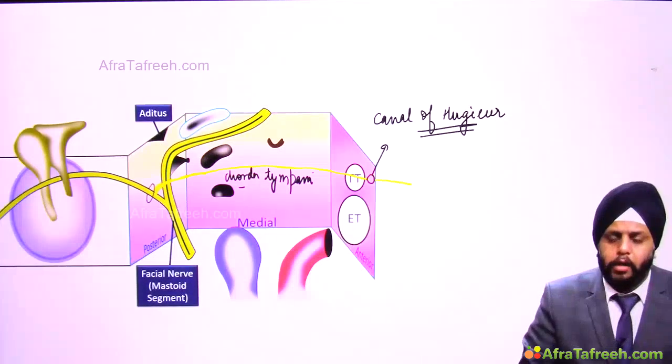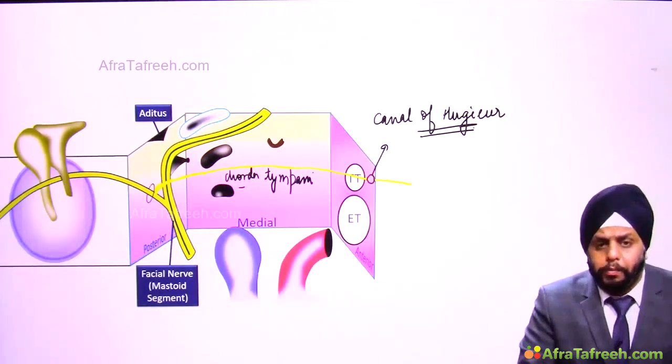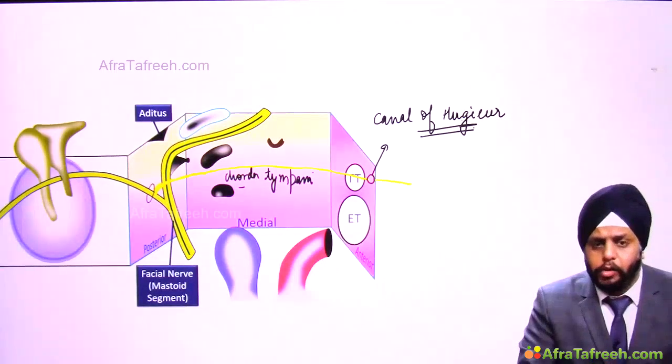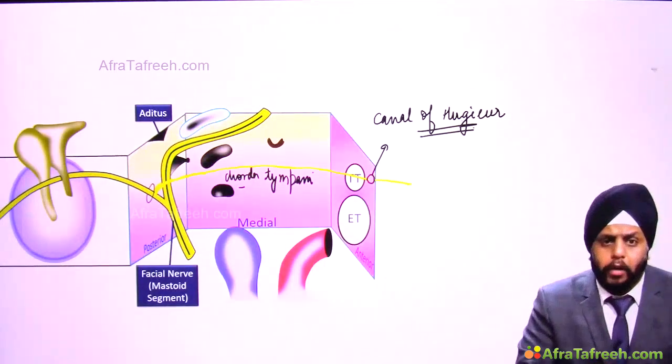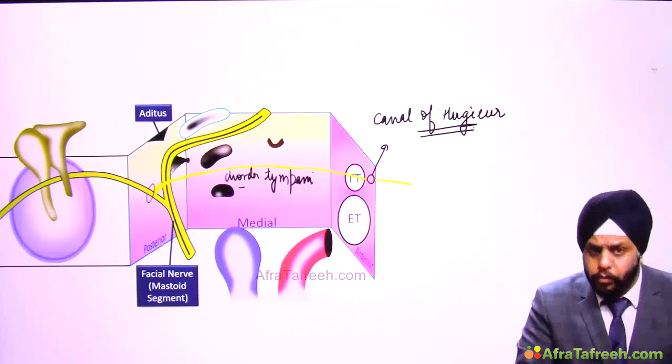Okay, so this is known as canal of Hoogier. This is the third opening in the anterior wall. Previously I taught you only two openings, canal for tensor tympani and eustachian tube. This is the third opening, canal for chorda tympani. That's known as canal of Hoogier.